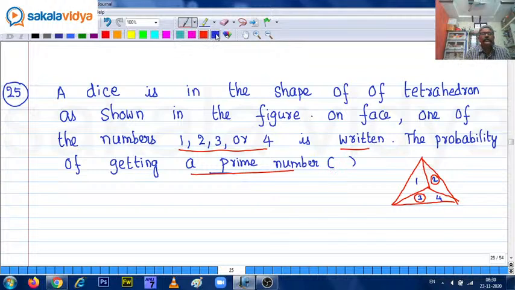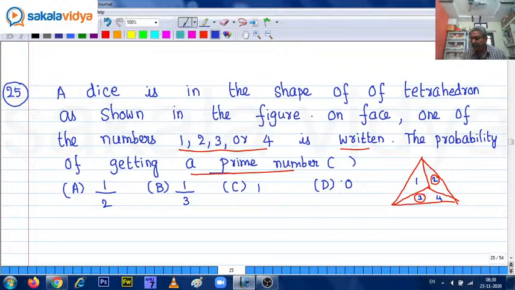Let us write the options also. Before going to attempt the problem: A is 1 upon 2, B is 1 upon 3, C is 1, D is 0.